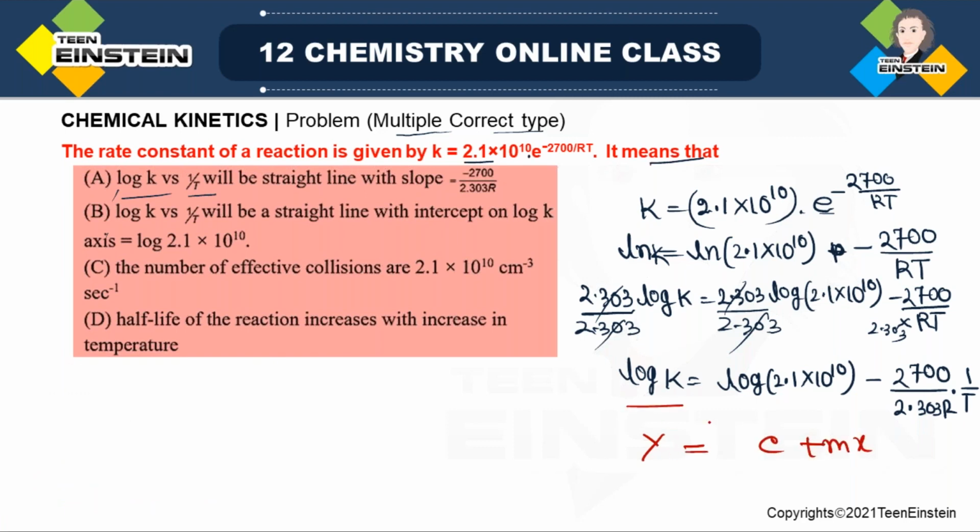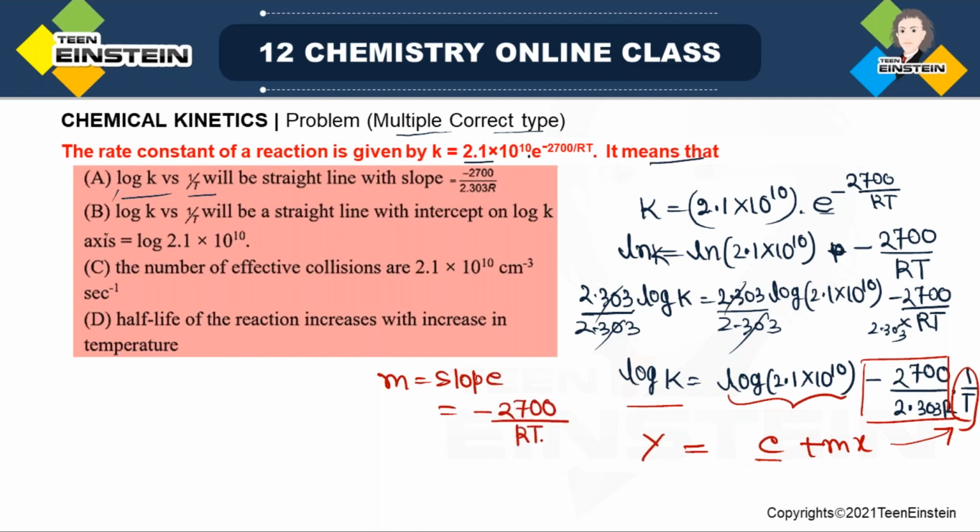Here y is log k, c is the intercept, which is this value, and x is 1 by T. This is x. So obviously m is equal to this value, that is the slope. So here m, that is the slope, is minus 2700 by 2.303 R. Now look at the options.